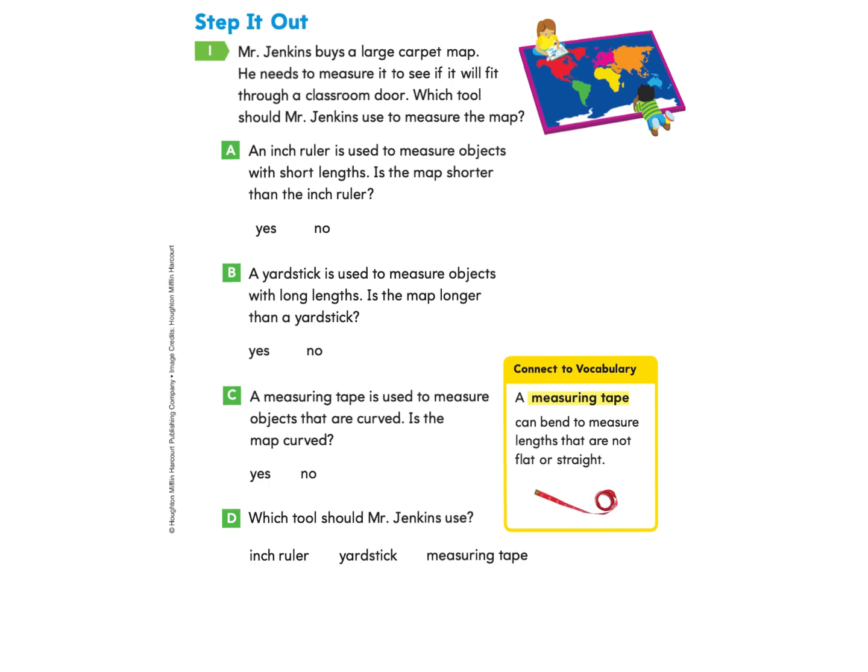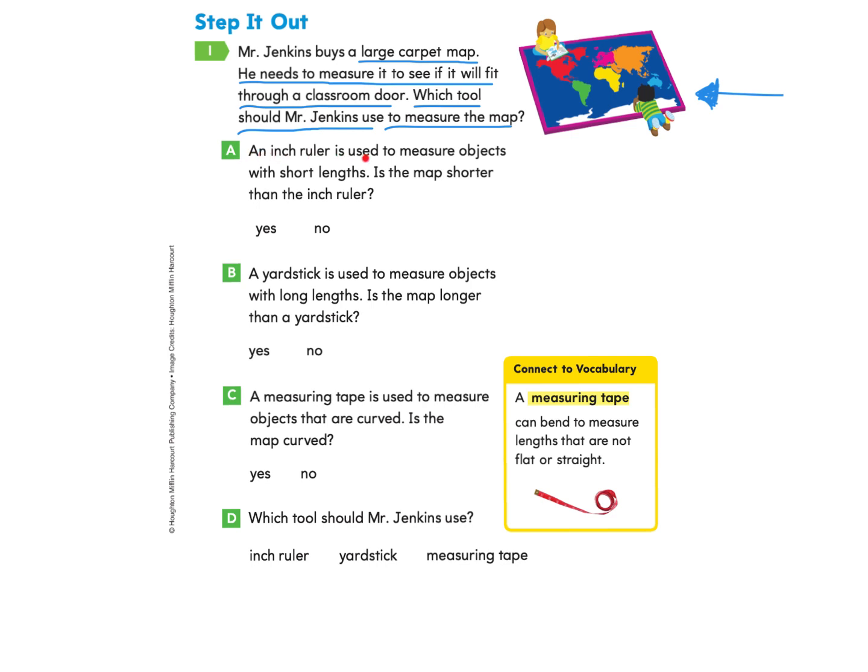Mr. Jenkins buys a large carpet map. He needs to measure to see if it will fit through a classroom door. Which tool should Mr. Jenkins use to measure the map? So here's a great picture for you to see what the map looks like. And now we're going to look at Part A.